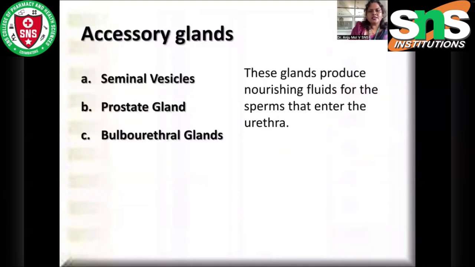Now let's see the accessory glands. There are three accessory glands. First one is seminal vesicle, second one is prostate gland, and third is bulbourethral glands. These glands produce nourishing fluids for the sperm that enter the urethra.